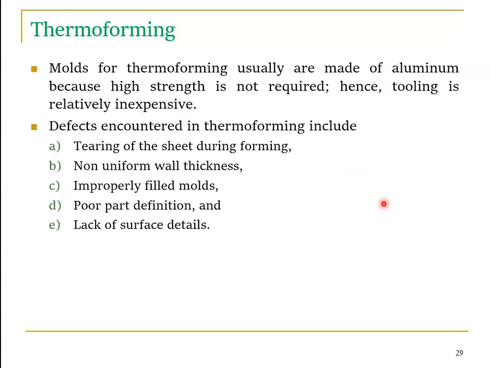So the molds for thermoforming are usually made of aluminium. Generally molds are made of aluminium, and high strength is not required, so tooling is relatively inexpensive. The defects which may occur during thermoforming are tearing of the sheet during forming, non-uniform wall thickness, improperly filled molds, poor part definition and lack of surface details. So these are the defects that may occur during thermoforming.